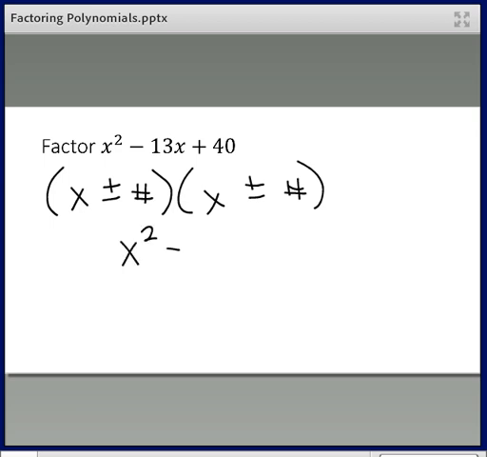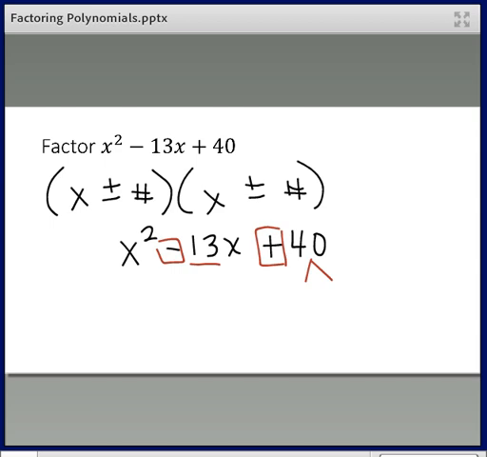So for this example, we've got x squared minus 13x plus 40. Here's where you look. You look right here, and we need factors of 40 that add to equal this number. So factors of 40 that add to equal 13. Now don't worry about this sign yet. That sign will come in the next step.